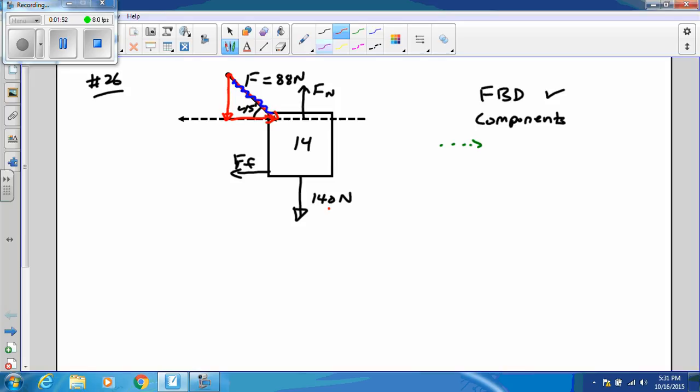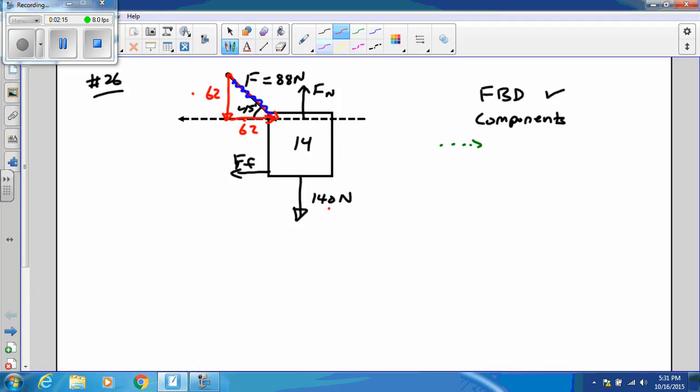And we're going to find the value of those two components. This one, the vertical, is going to be 88 sine 45 degrees, which you can check on your calculator as 62 newtons. And the horizontal will be 88 cosine 45 degrees, which is also 62 newtons.